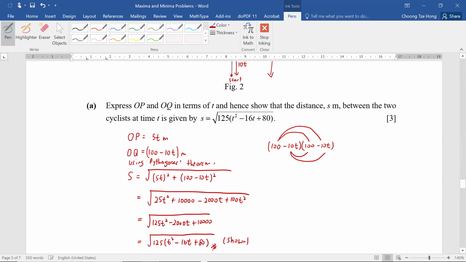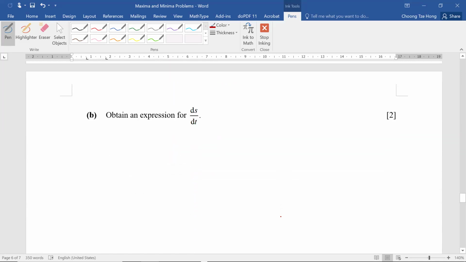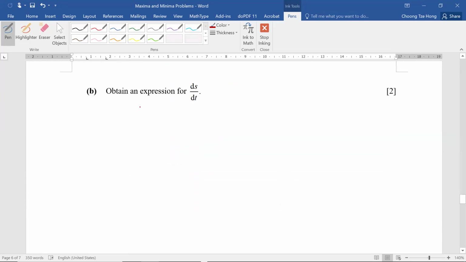Right, so it's not too difficult, and we have done a similar question like this in class before. Okay, so let's take a look at part B. They want us to obtain an expression for ds/dt. I'm going to write out the expression for s again. So s is this, right? It's 125t² minus 16t plus 80. All right, so this is s.